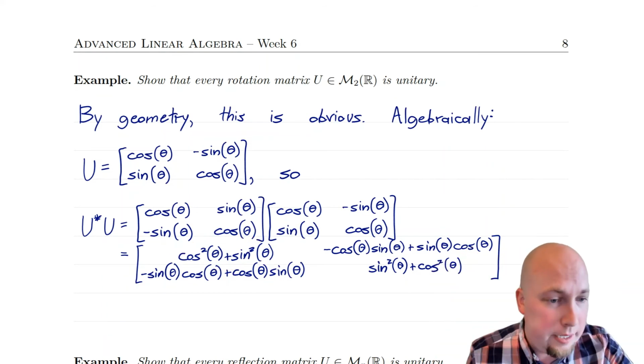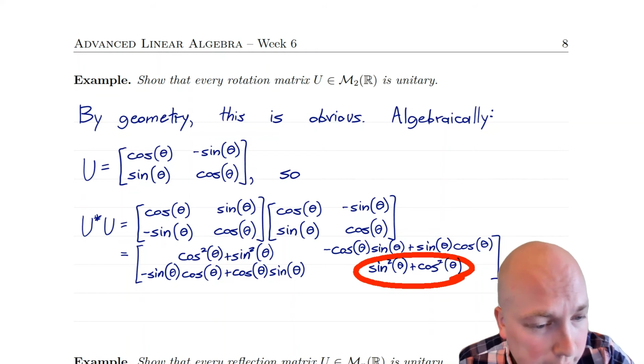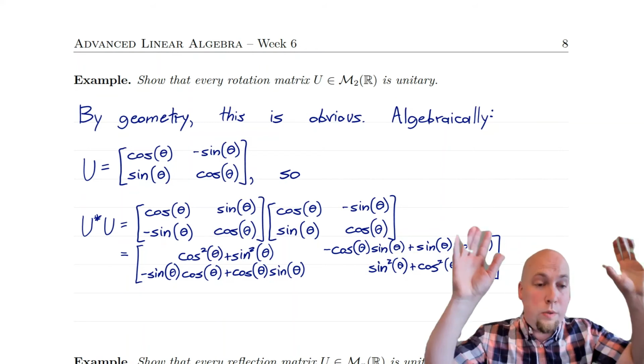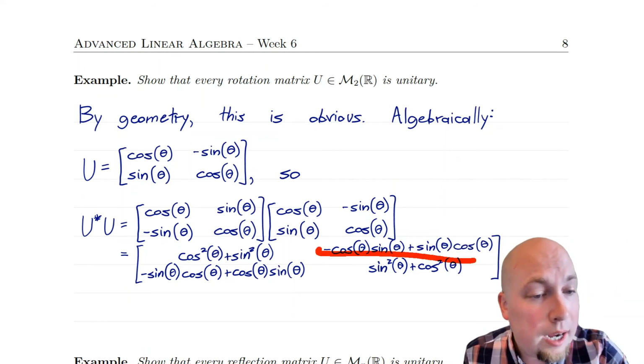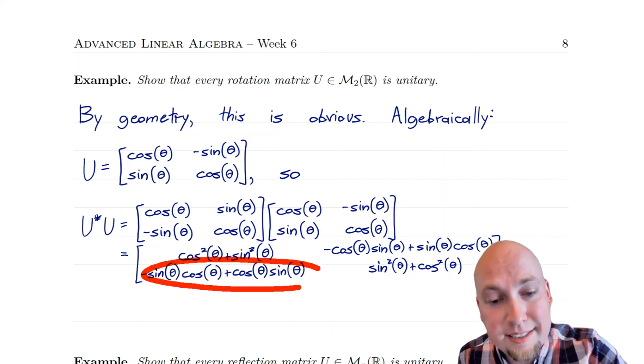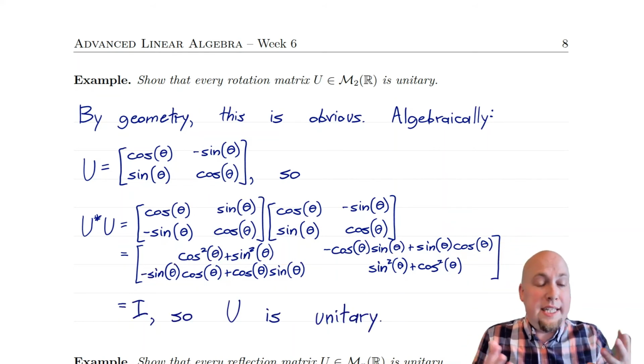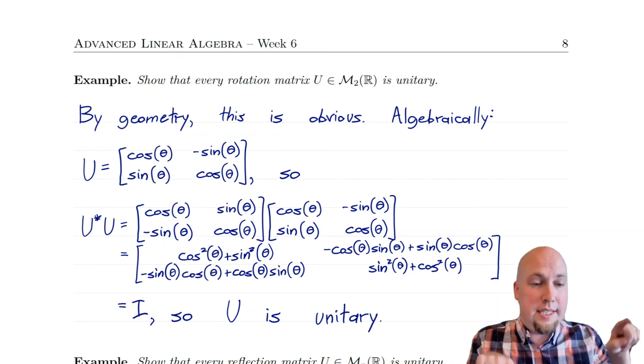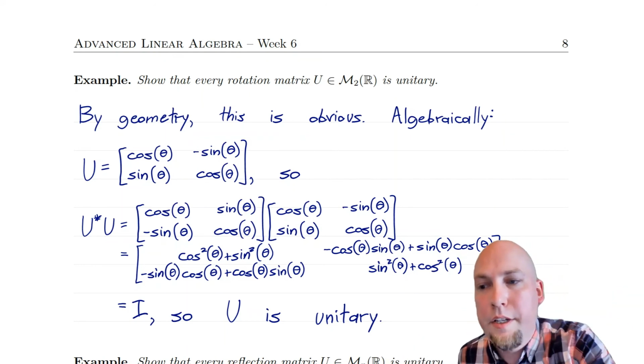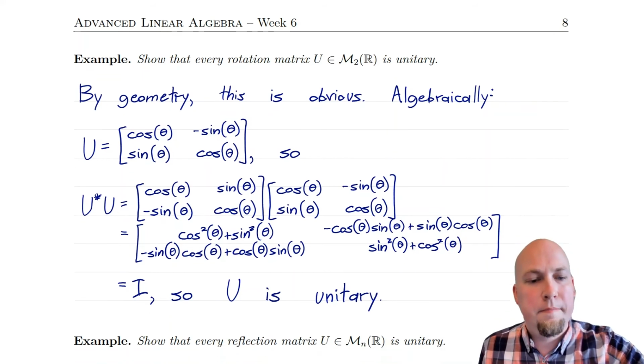I know a trig identity, right? Similarly, in the bottom right entry, sine squared plus cos squared, oh cool, that equals 1 as well. And these two off-diagonal entries, well, they're just something minus that same something. They both just equal 0. Okay, so you really do get the identity matrix here. You get 1's on the diagonal, 0's off diagonal. So yeah, U is a unitary matrix.